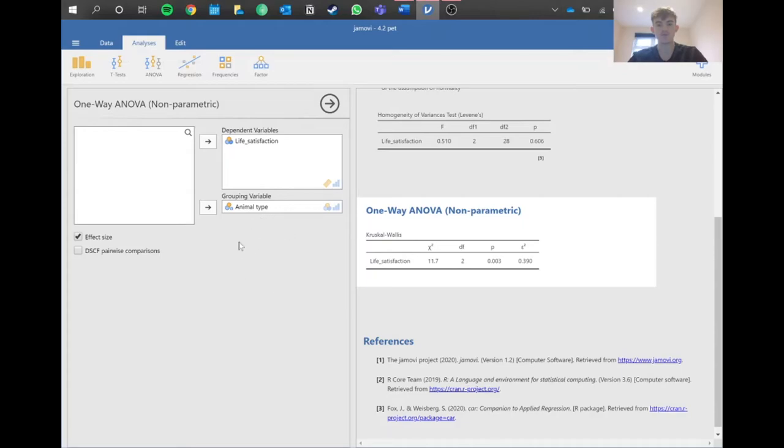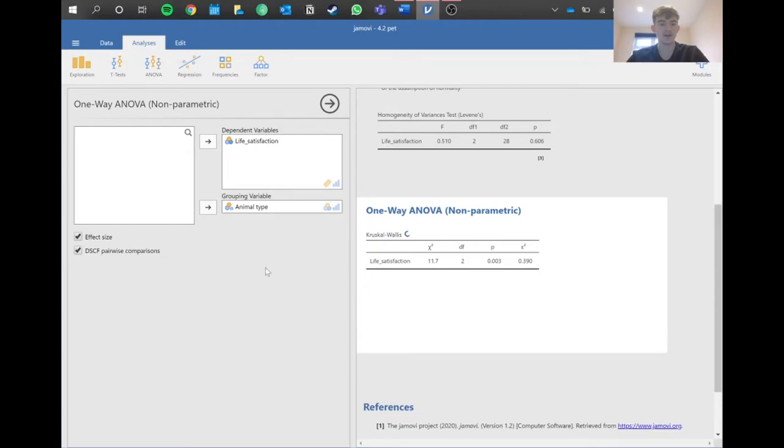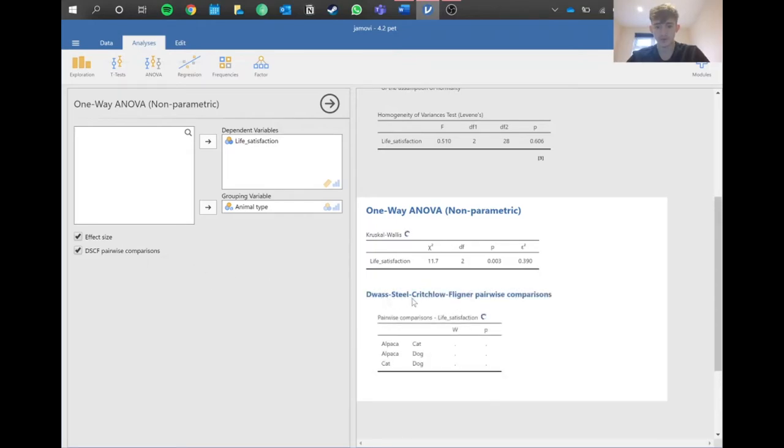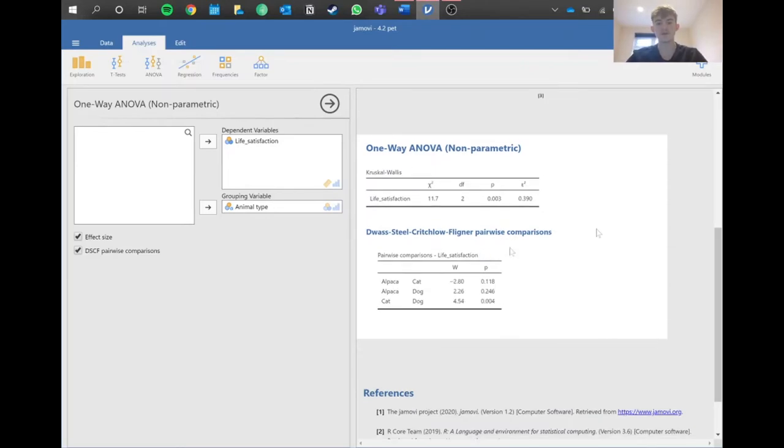And as we did with the other one, the Tukey, in this case we're going to do the DSCF, the Dwass-Steel-Critchlow-Fligner comparisons, and that's basically the Tukey's where it allows us to compare between the groups again. Hopefully that loads. Okay, so we've loaded in now.